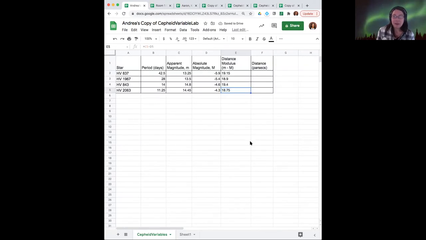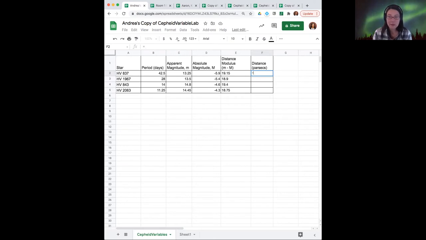So that's how you enter a formula. And this is a nice simple starting point. And now I'll show you a little bit of a more complicated example, where you need to be very careful sometimes when you enter a formula to pay attention to order of operations. So in the distance calculation, our formula is 10 to the power of our distance modulus, m minus M plus 5, all of that divided by 5. So let me show you how to enter that formula.